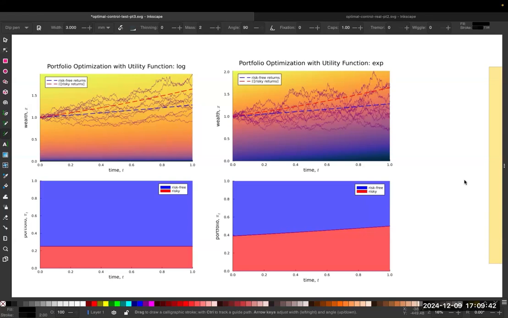What's the color scheme? What do blue and red mean? The color scheme in the top figures is the value function, the Hamiltonian, evaluated at that state X and that time T. On the left, it practically doesn't change. I think in that case there should be a term that is linear in T, I believe.